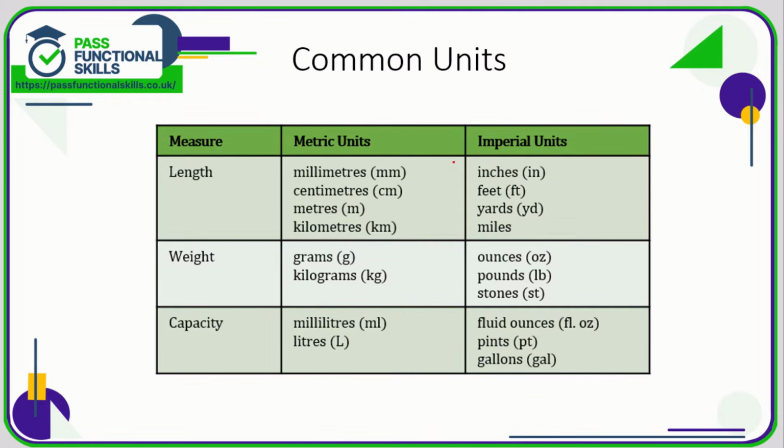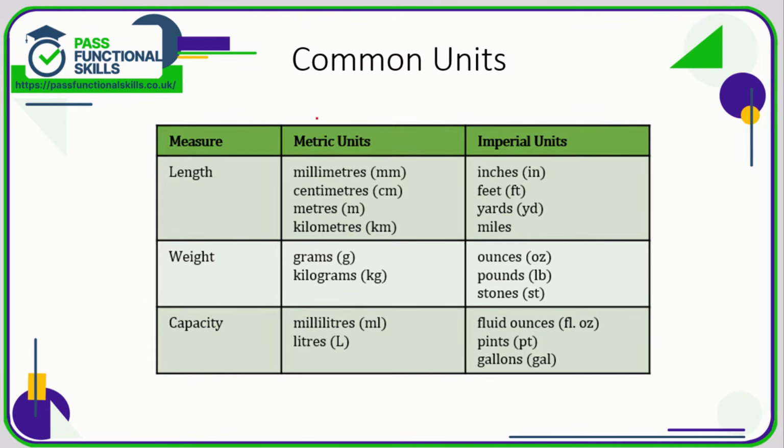Let's take a look at common units and converting between units. Now normally you'll have questions with the metric units rather than imperial units, but you need to be familiar with millimeters, centimeters, meters and kilometers for the metric, and possibly inches, feet, yards and miles for imperial. For weight, it's grams and kilograms. For imperial, ounces, pounds and stones. And for capacity, so volume, milliliters and litres, or for imperial, fluid ounces, pints and gallons.